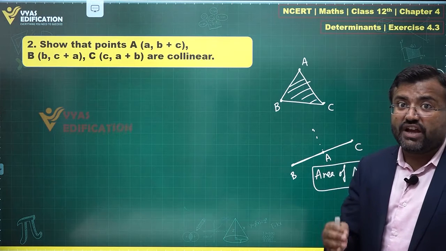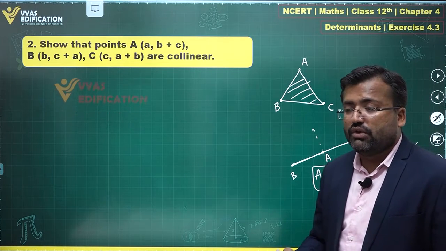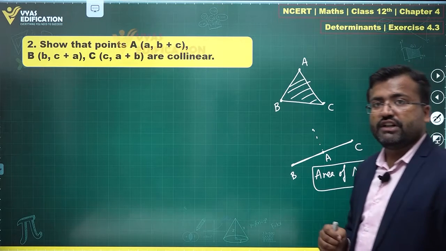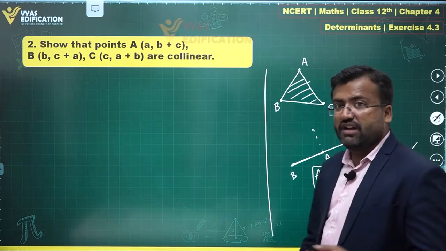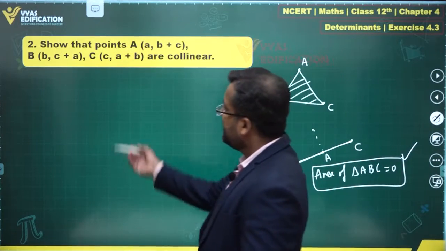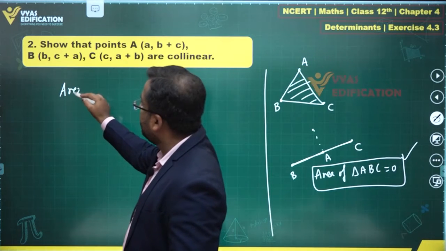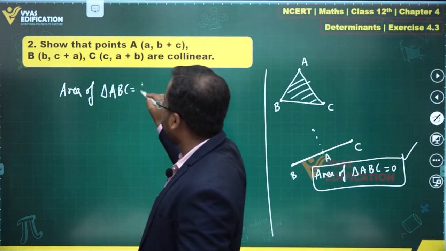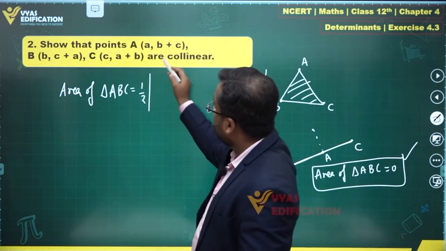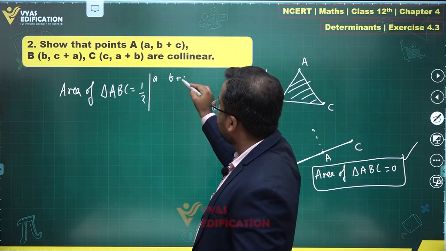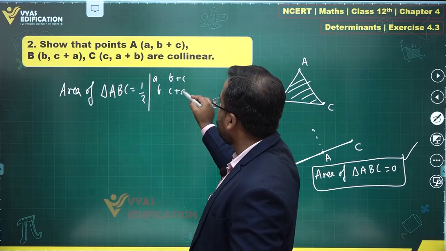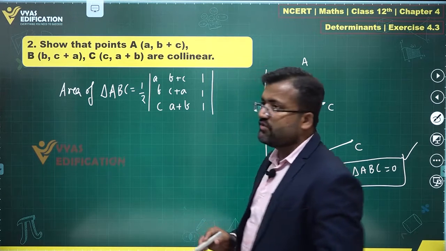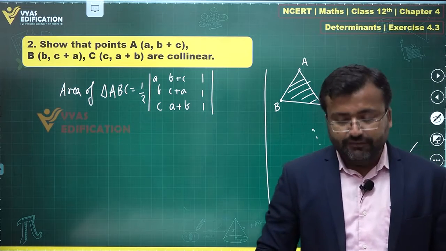What's the idea? If the area of triangle ABC is 0, then the three points A, B and C are collinear. That's the important thing. Once you have that idea in front of you, you can simply note the area of triangle ABC. Let's try to find the area. This is equal to what? You have the given coordinates A, B plus C, B, C plus A, C, A plus B, and the third column as 1, 1, 1.